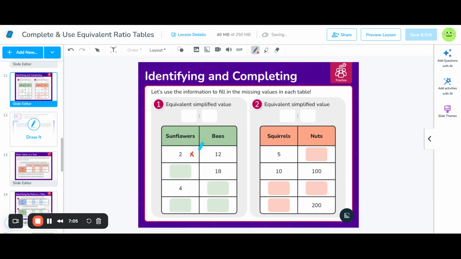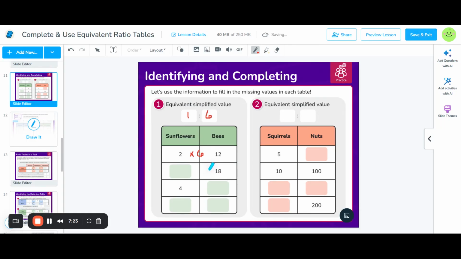2 times 6 equals 12. So that means that we can make this equivalent to 1 to 6, right? Because 1 times 6 is 6, 2 times 6 is 12. So what about if we have 18?